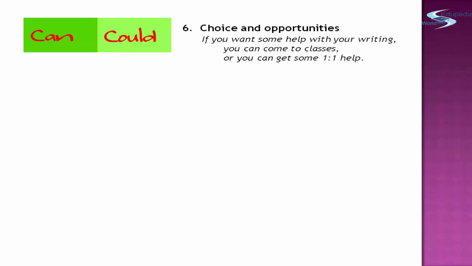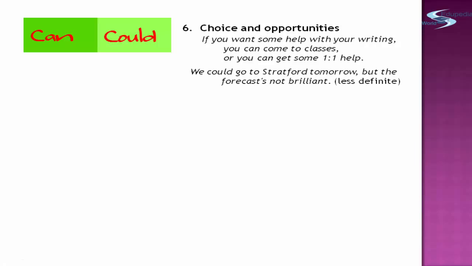Continuation of the function of can and could. Sixth, it can function for choice and opportunities. If you want some help with your writing, you can come to classes or you can get some one-on-one help. Okay, there are can and could for opportunities. We could go to Stratford tomorrow, but the forecast is not brilliant.